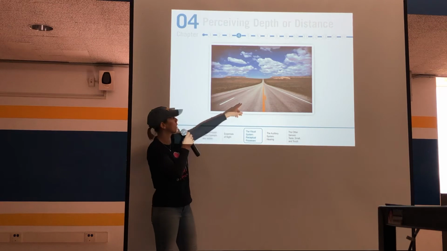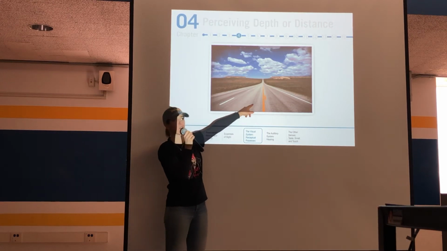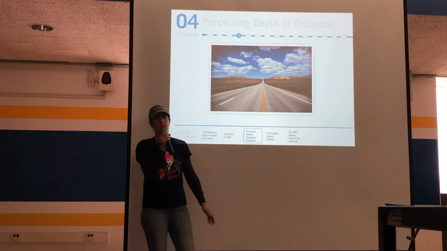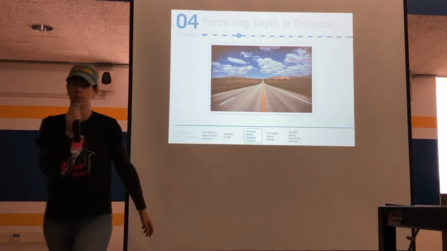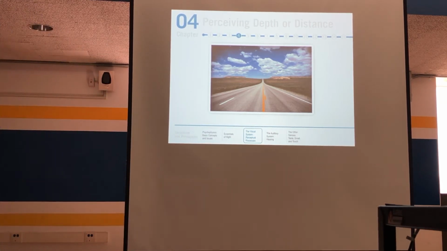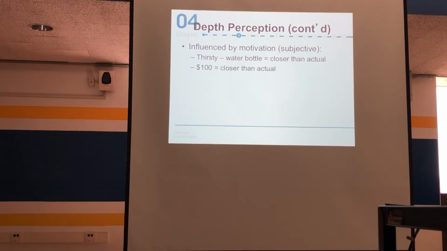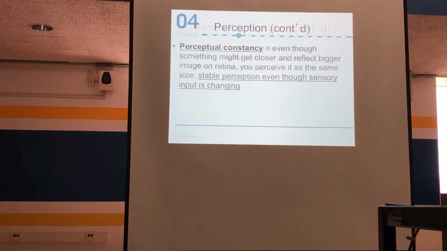And then if we had cars on here, the car that's closer would look bigger. What do we call that? Relative size. Good. Okay. Perception is influenced by motivation. If we really want something, we think it's closer.